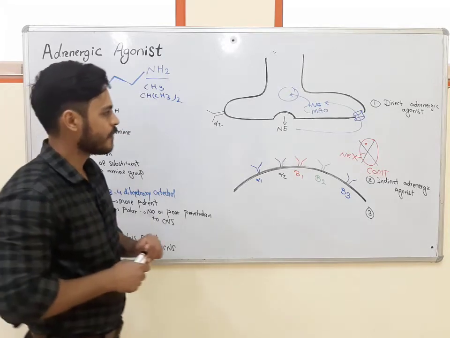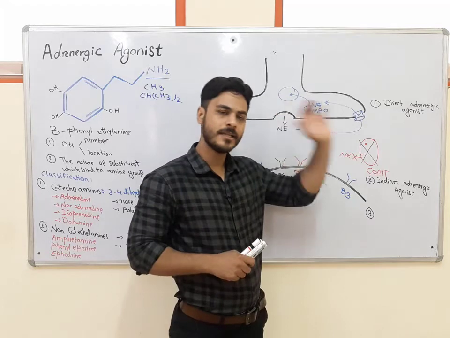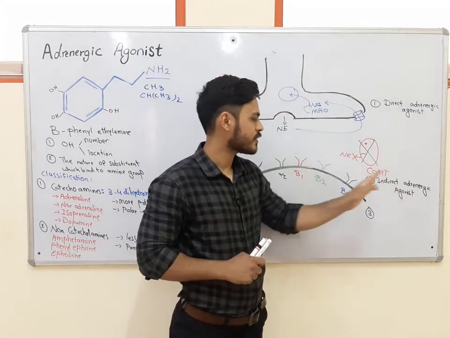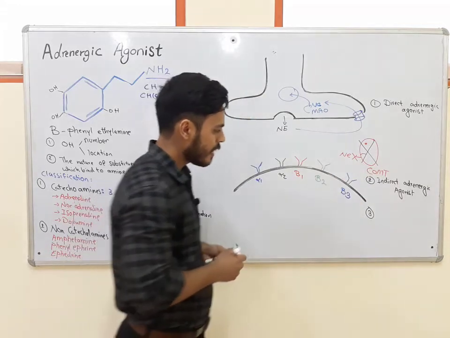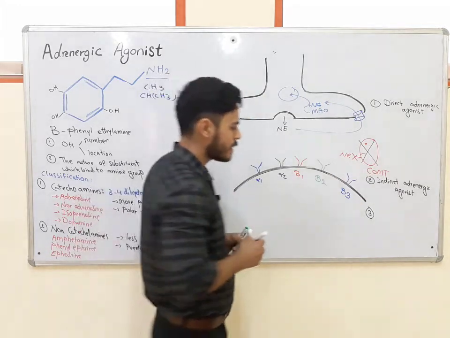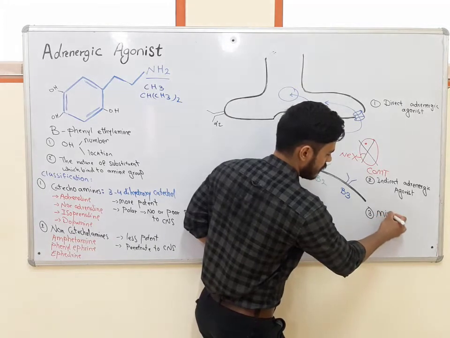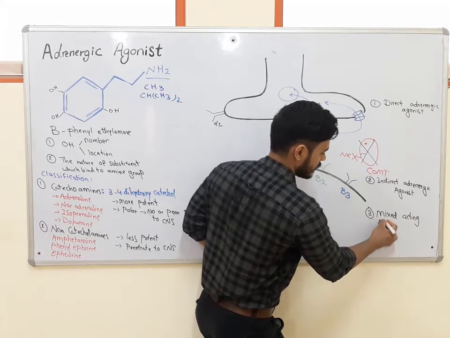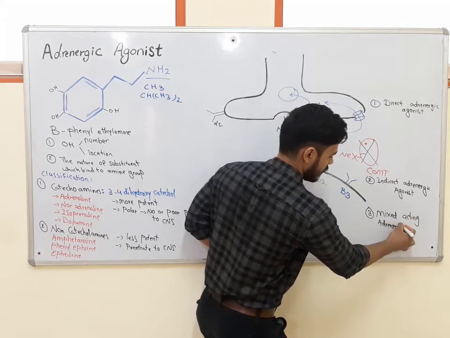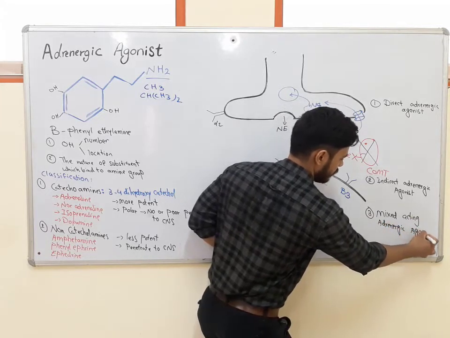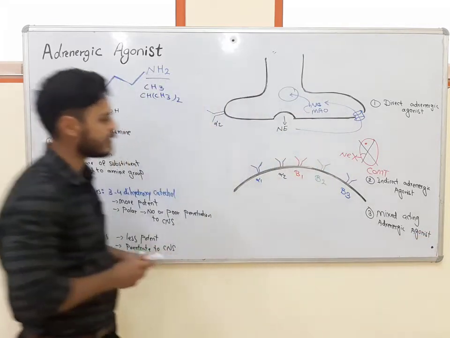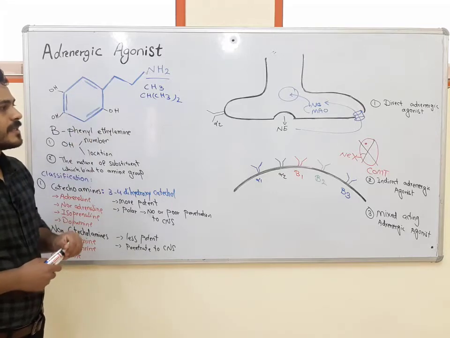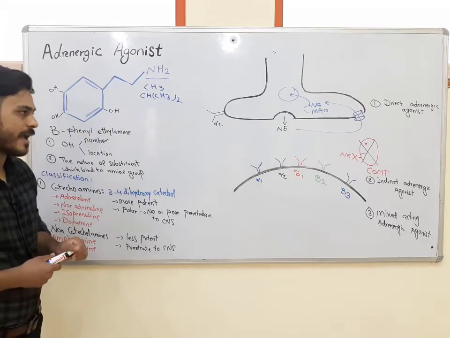Now the third class: if any chemical or drug has both types of mechanism of action, I mean the direct mechanism of action as well as the indirect mechanism of action, we classify those drugs under mixed acting adrenergic agonists. So this was about the classification of adrenergic agonists on the basis of their mechanism of action.